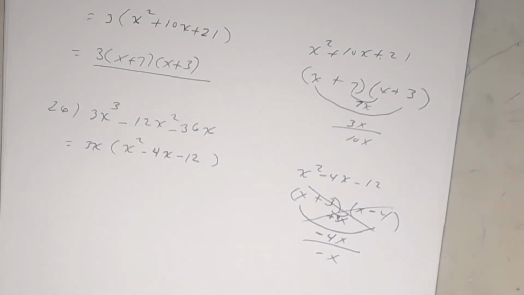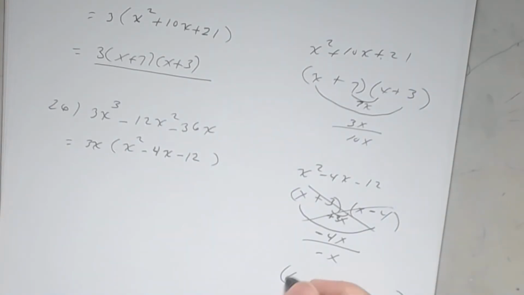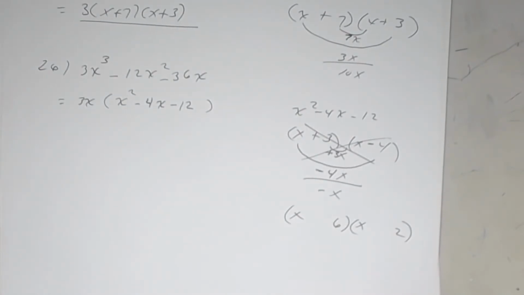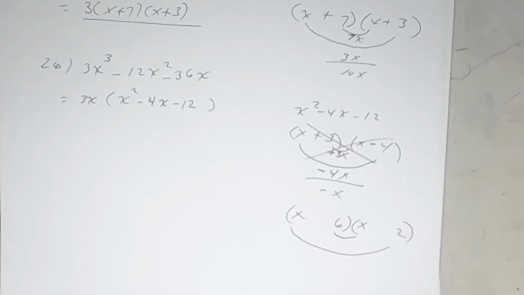Now what do you want to try? You can do your 6 and 2. Let's put the 6 here, 2 there, and see what happens. Again, I know the last sign's negative, and the only way that can happen is if one's positive and the other one is negative. Let's look at the outer. What's the outer? 2x. What's the inner? 6x.